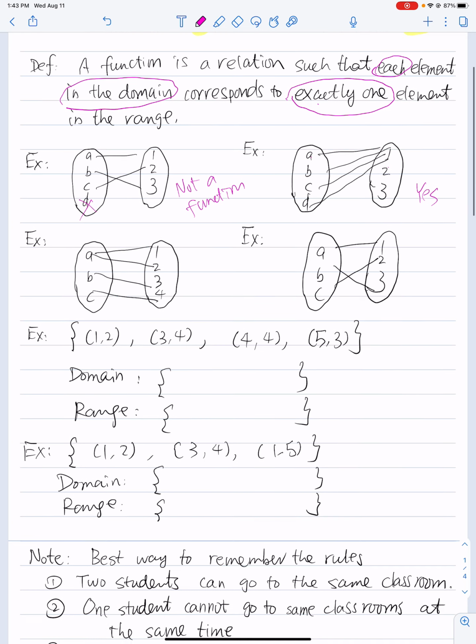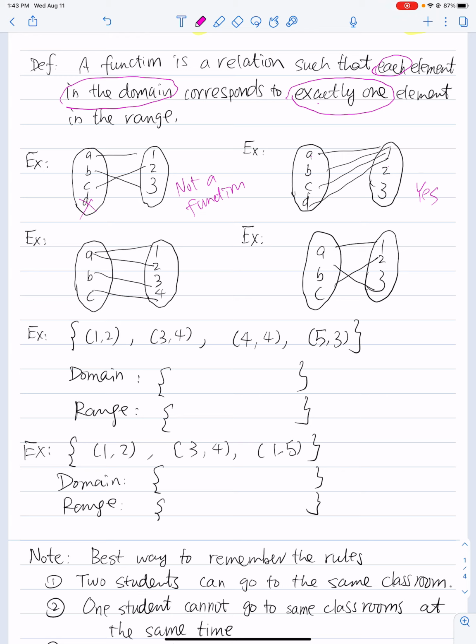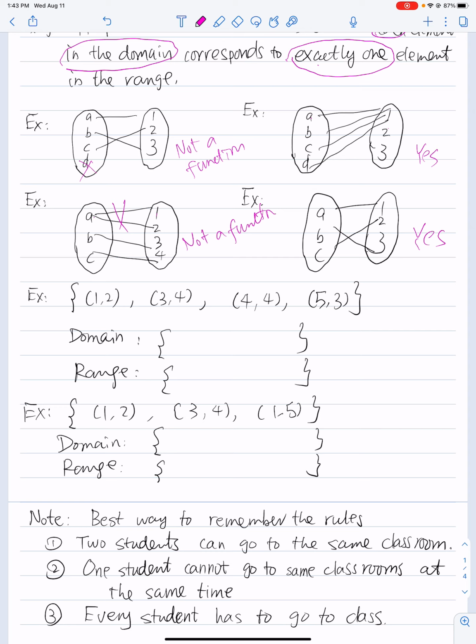For the third one, is this a function or not a function? No, because A corresponds to two things. It has to be exactly one, so not a function. Is this a yes or no? Last one here, yes. So what will be the domain? The domain is the first element, so you have 1, 3, 4, 5. What will be the range? 2, 4, 4 again. Do you need to copy it down? No. And 3.